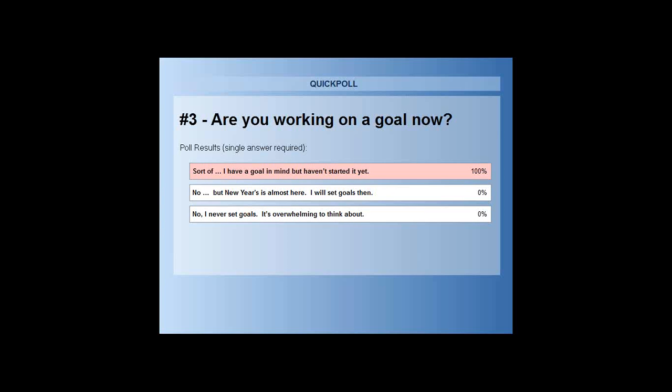1. All right, 100% of you out there have a goal in mind, but you haven't really taken any action on it yet. Well, one thing that's very common, and we're all procrastinators, let's all admit that. I'm in the procrastinating bunch myself.